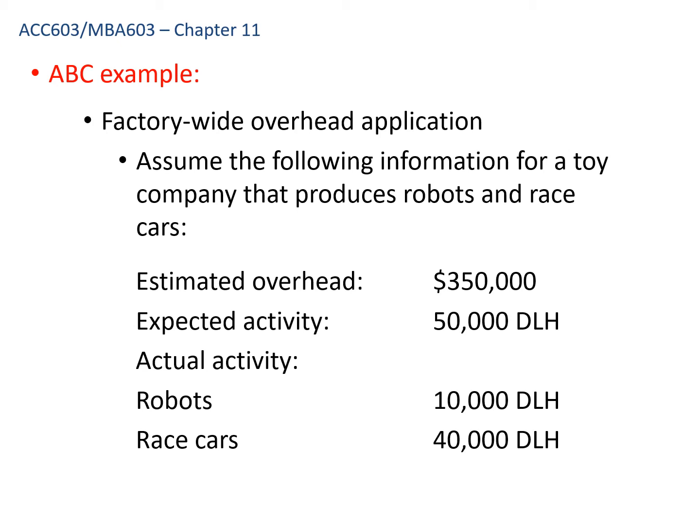So in this particular example, we have a toy company that makes robots and race cars. And so we estimate in the upcoming year that we're going to have $350,000 in overhead in our factory. And we've chosen direct labor hours as our activity base. So we believe we'll have 50,000 direct labor hours in our factory. And the production of robots will require 10,000 direct labor hours, and race cars will require 40,000 direct labor hours, based on what we think we're going to make of both.